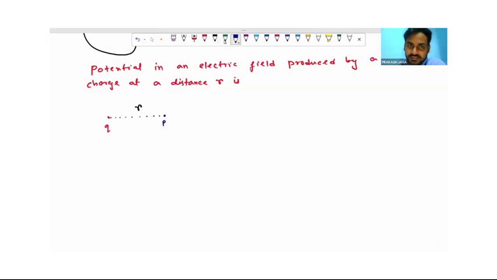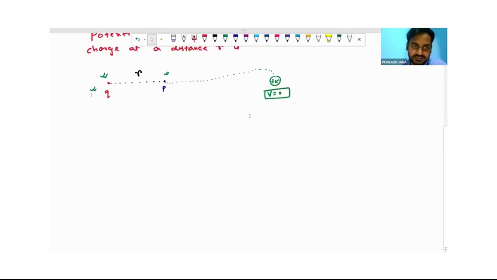Okay, for that we have to bring a unit positive charge from infinity. From infinity means there the potential is 0, means there is no interaction with the Q charge, no attraction, no repulsive force. That point is known as infinity. So from this infinity we have to bring this unit positive charge to the point P. That work done will be the potential at point P in the electric field produced by this charge Q. Okay, so let us derive it.